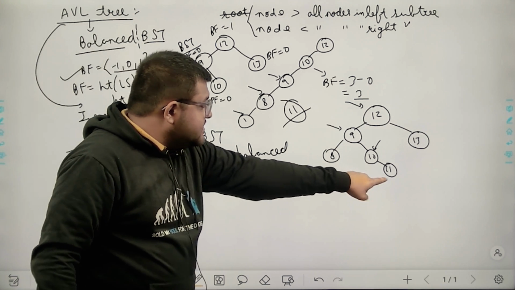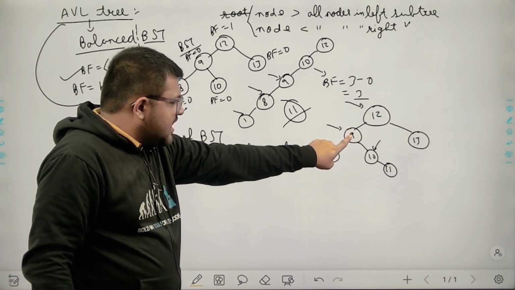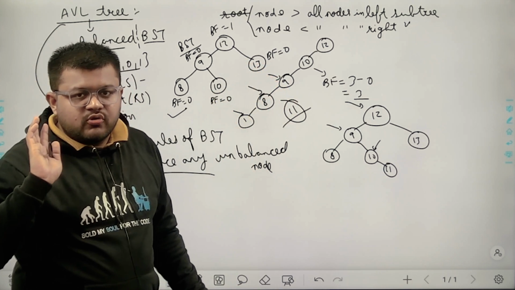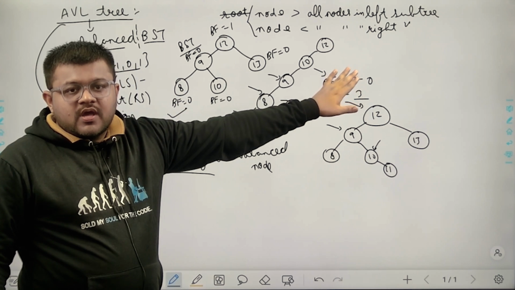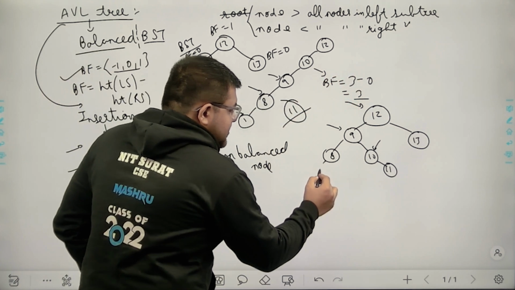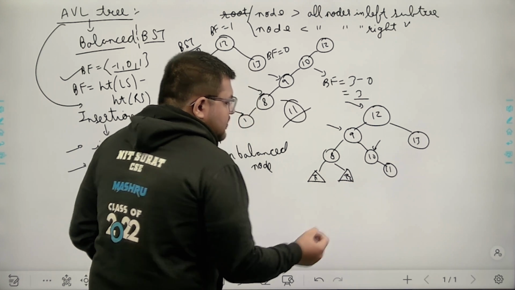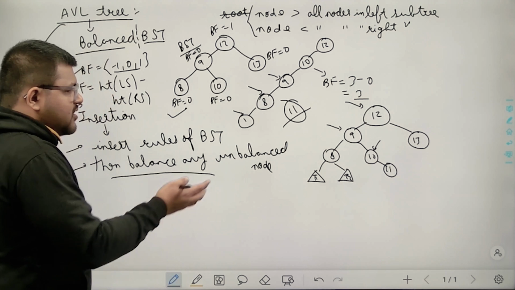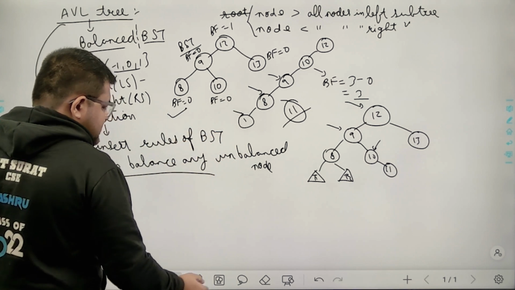Because when I insert 11 here, the height of this node will change, height of this node will change, height of this node will change, and height of this node will change. Height of its ancestors only will change. So only those nodes can become imbalanced. Are you getting my point? For example, here there is one subtree T1 and here there is one subtree T2. Then in T1 and T2, no node can get imbalanced, because before this step the tree was balanced. After every insertion we are balancing the tree, right?